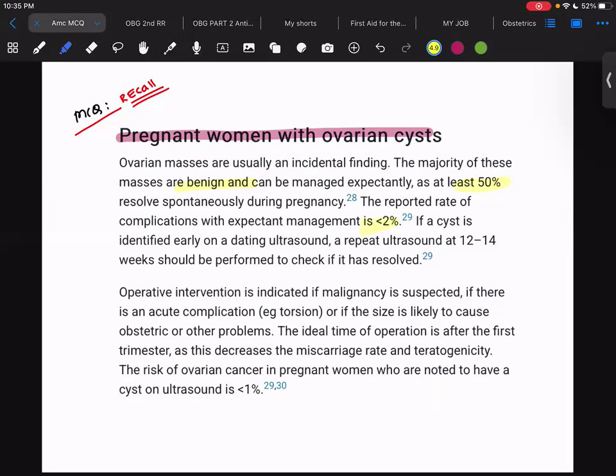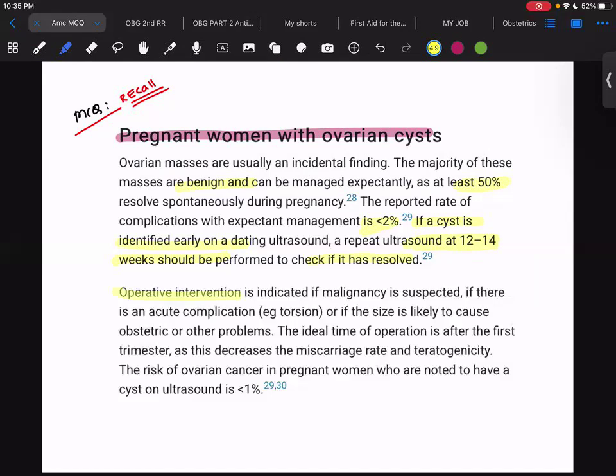If a cyst is identified early on a dating ultrasound, a repeat ultrasound should be done at 12 to 14 weeks. Please remember this, to check if it has resolved or not.